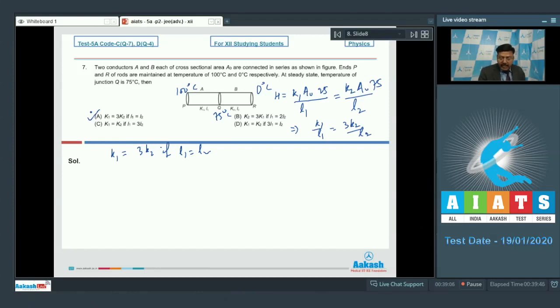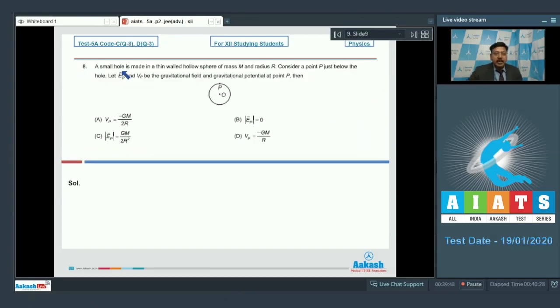So what happens if L1 is 3L2? If L1 is 3L2, then K1 will be 9K2. So option C is incorrect. And if 3L1 is equal to L2, so if we put L2 equal to 3L1, we can see that K1 and K2 are equal. So that means option D is also correct. The other two options, that means option B and C, are incorrect. A and D are correct. Let's go on to the next question now.